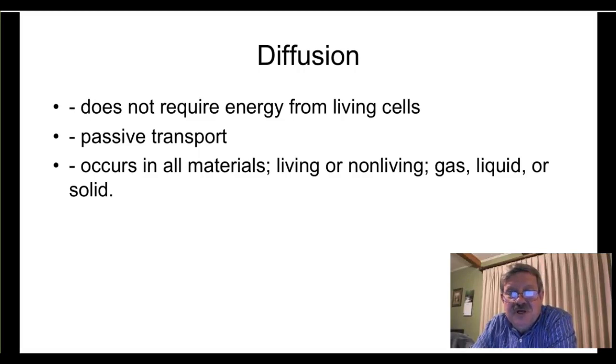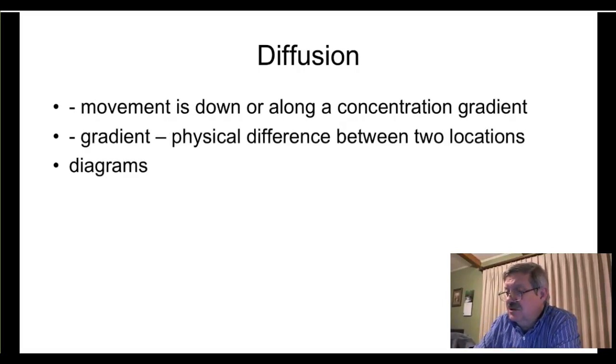And diffusion occurs in all types of materials, both living and non-living, as well as all types of materials in terms of gas, liquid, or solid. Now, since gas has the most loose arrangement of the molecules and the fastest movement of the molecules, diffusion occurs fastest in a gas. It occurs somewhat slower in a liquid where there's more restriction on the movement of the molecules, and in a solid where there's very little freedom of movement of the molecules, diffusion occurs at a very slow rate.